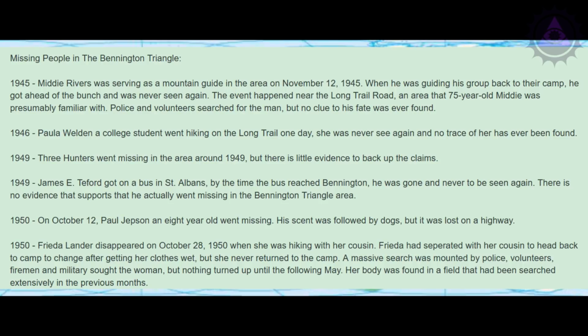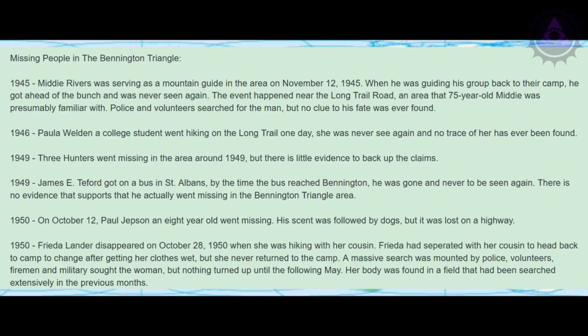1946: Paula Welden, a college student, went hiking on the Long Trail one day. She was never seen again and no trace of her has ever been found. 1949: Three hunters went missing in the area around 1949, but there is little evidence to back up the claims.